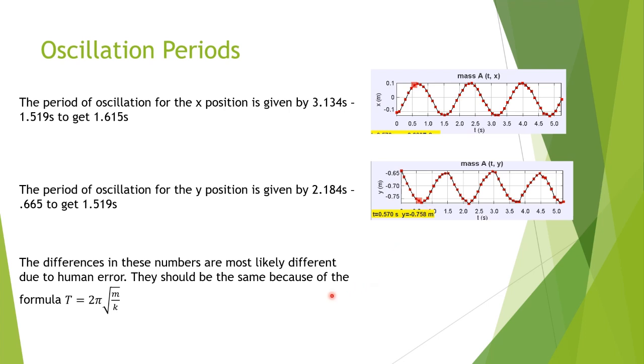Now, these differences in these numbers are most likely due to human error. They should be the same because of the formula: period of oscillation equals 2 pi times the square root of mass over the spring stiffness. And the stiffness and mass would be the same for both the x and the y.